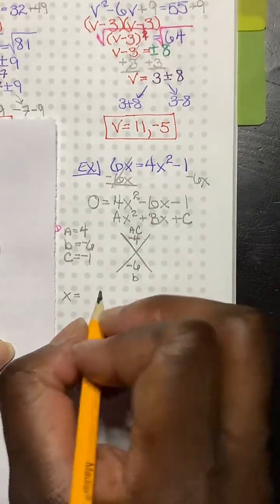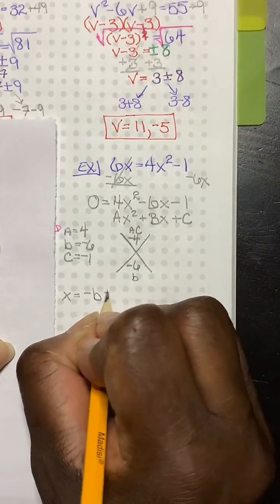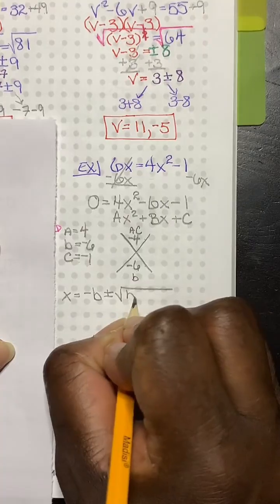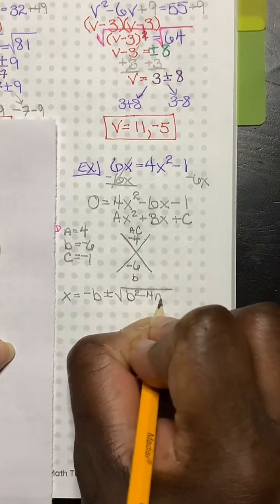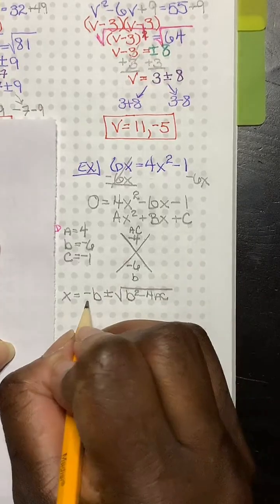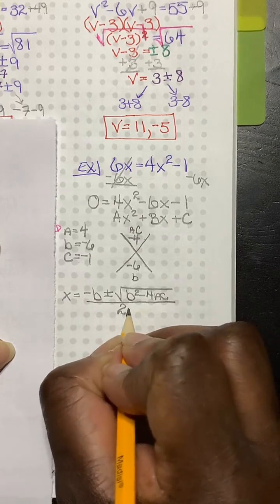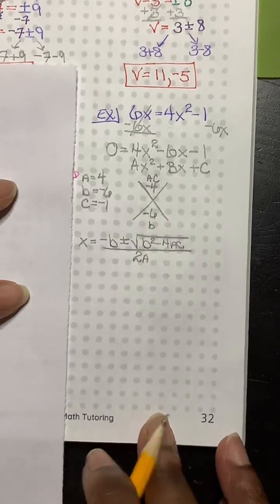Just like all this moving around, which is my -b plus or minus the square root of b squared minus 4ac all over 2a.